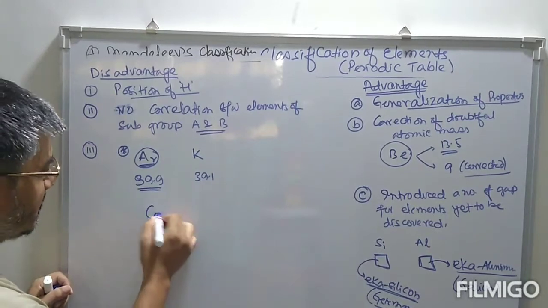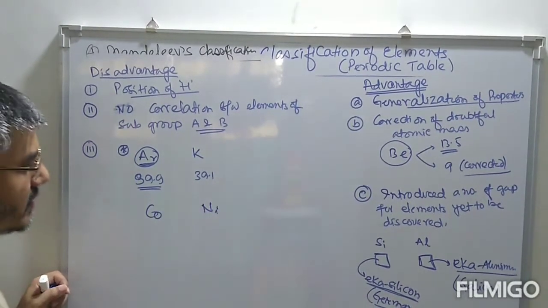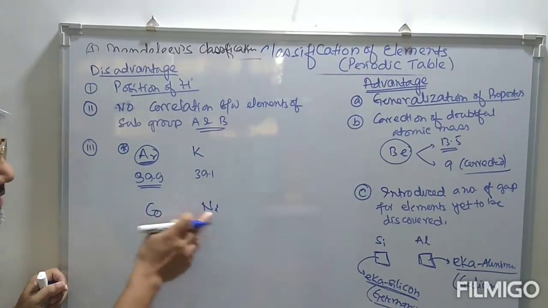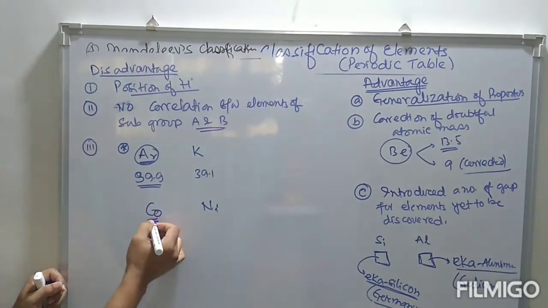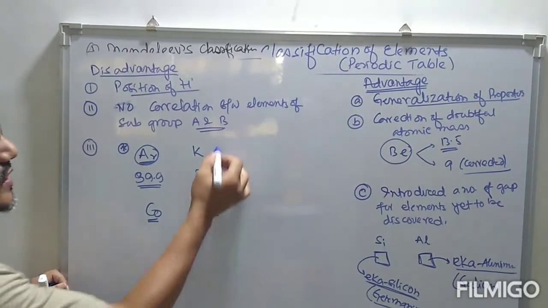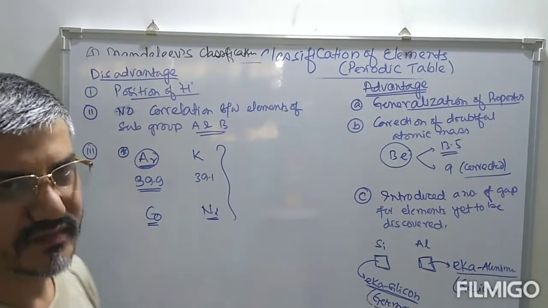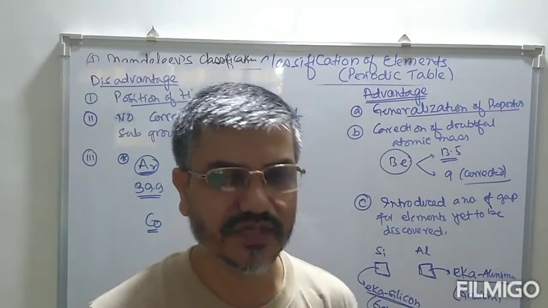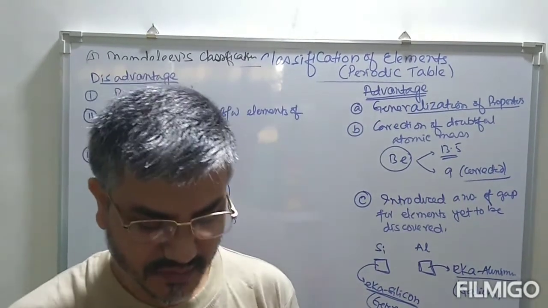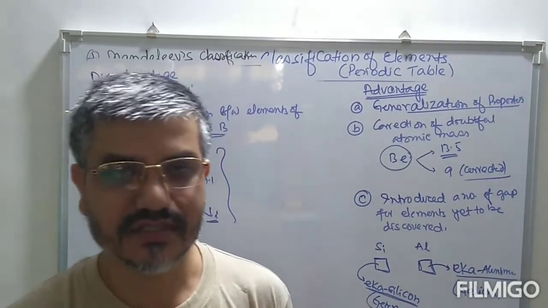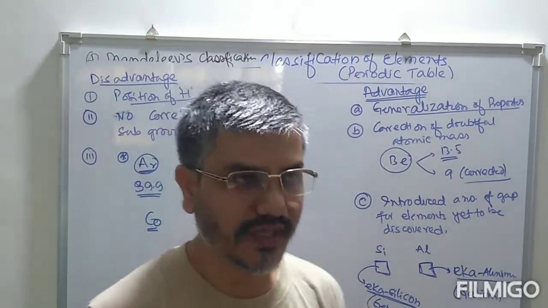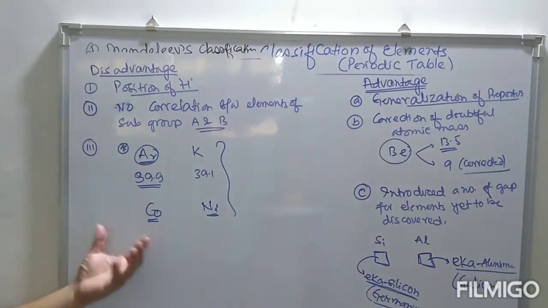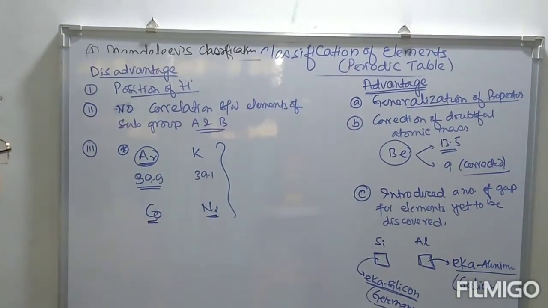Similarly, cobalt and nickel: the atomic mass of cobalt is greater than nickel. So why should cobalt, having greater atomic mass, precede nickel? He could not explain. So in some of his classification, the element with higher atomic mass precedes the element with lower atomic mass, and he himself could not explain why this discrepancy happens.